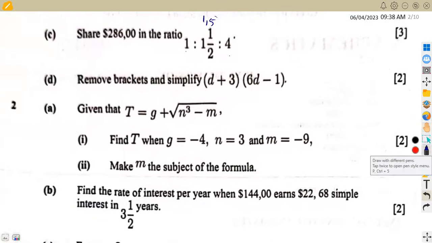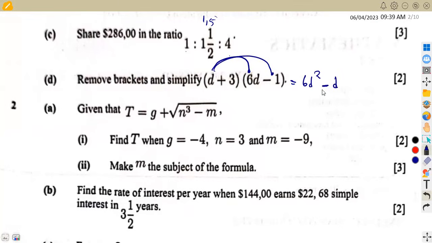The D part we are given in this case: remove brackets and simplify. This is just a direct question. We are given D plus 3 into 6D minus 1, where we can simply expand this by the first bracket, D by 6D, which is going to give us 6D squared. Then we've got a D and a negative 1, which is going to give us negative D. We are done with D. We move on to plus 3. It's plus 3 times 6D, which is going to be plus 18D, 6 times 3. Then plus 3 and minus 1. It's plus times minus, which is a minus. 3 times 1, that is a 3.